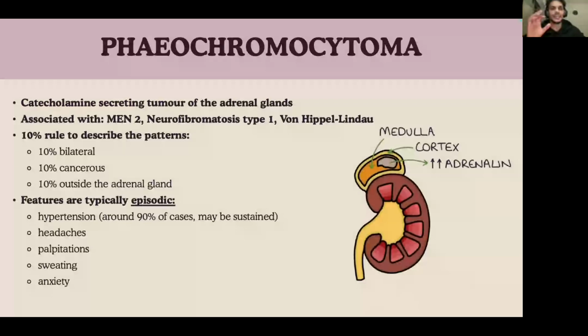So pheochromocytoma is a tumor of the adrenal gland which is secreting catecholamines. And it results in episodic symptoms, right? So you get episodic hypertension, where patients go into hypertensive emergency, like 200 systolic, and they come back down to normal blood pressure. They get these episodic headaches, palpitation, sweating, and anxiety with it, because they just have so much adrenaline pumped.